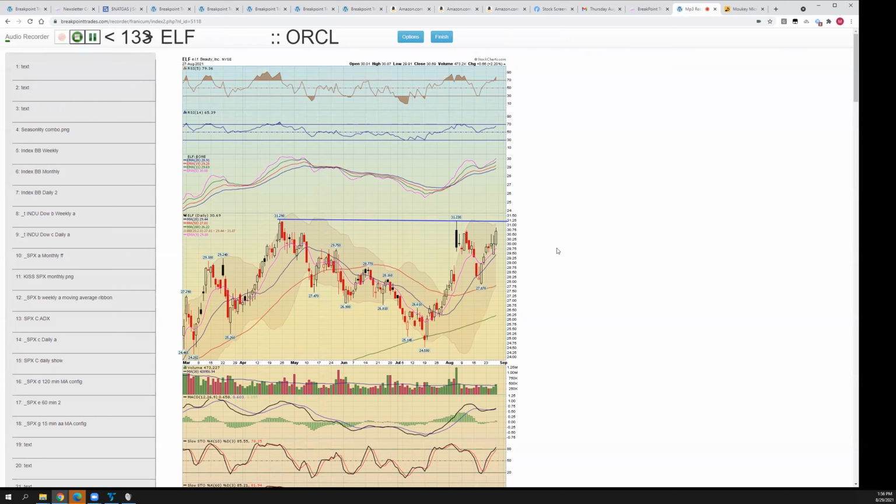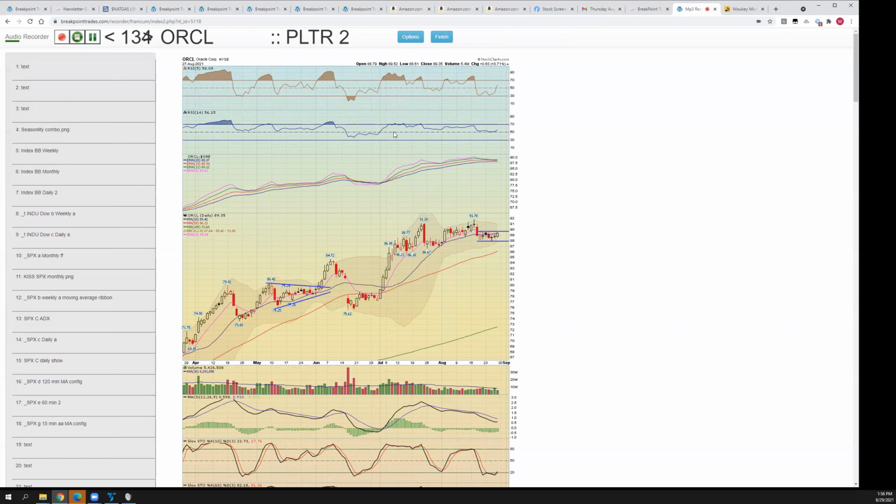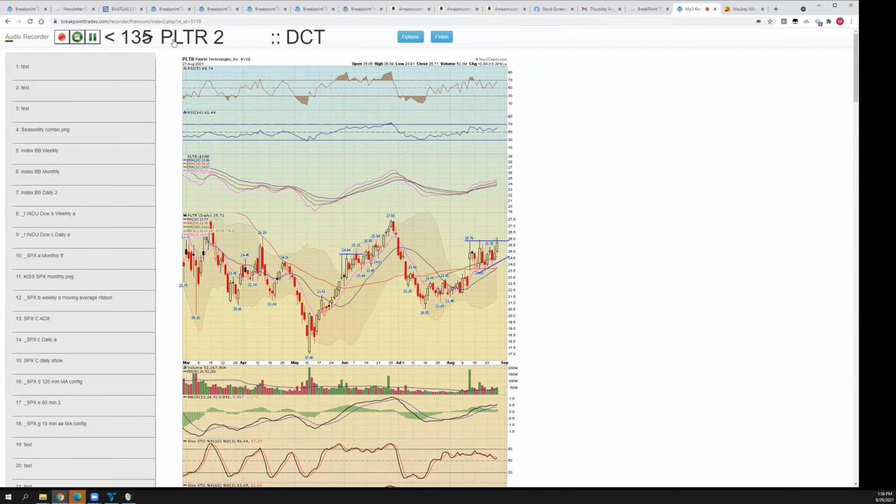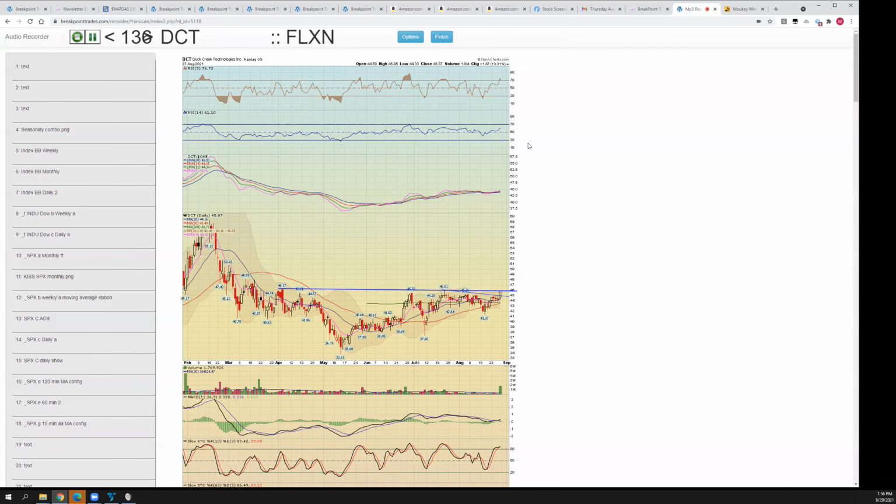Chart 133, ELF. I have a cup and handle look to it here. Resistance up here. Next. Chart 134, Oracle. Very tight pattern here. Your resistance triggers right here. Your initial stop right here. Next. Chart 135, PLTR, ascending triangle. If it tries to take out this high, I think you could have a long. Okay. If it retries that. Next. Chart 136, DCT. Nice long trend line here. Volume pickup. Nice base, resistance base on 46. Next.